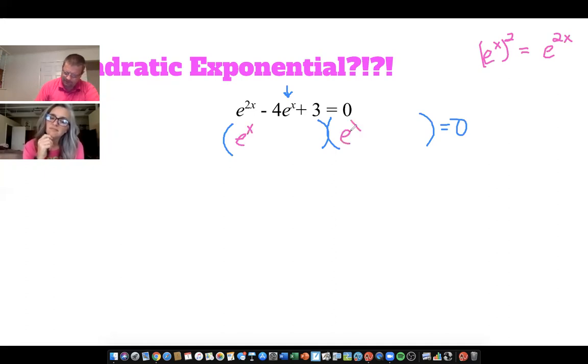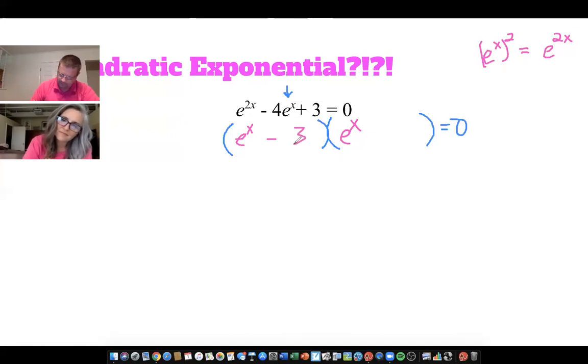If I wanted to, I could pretend this is some dummy I could call x, and then x squared. But e to the x times e to the x will give me e to the 2x. So I'm just going to pretend you're like x and you're like x squared. So we're looking for factors of 3 that add to get -4. That would be minus 4 and minus 3.